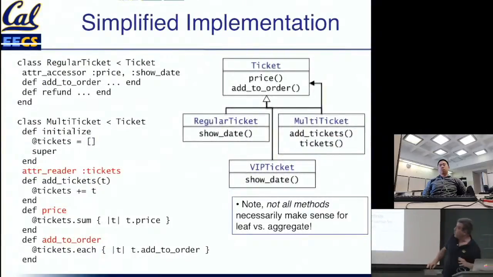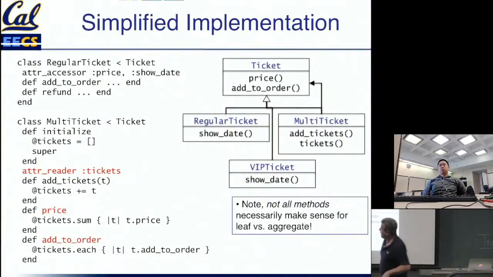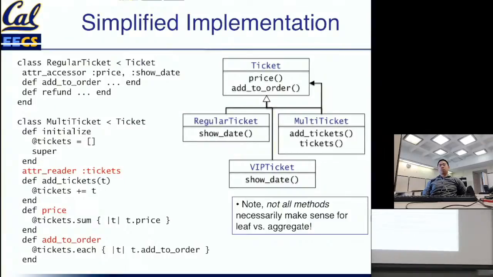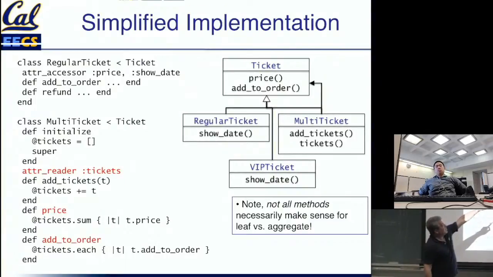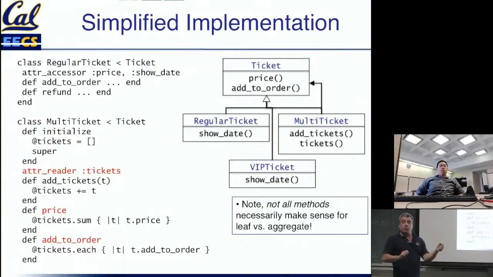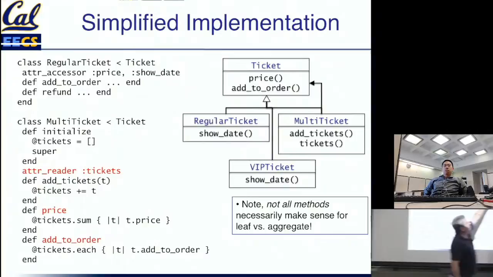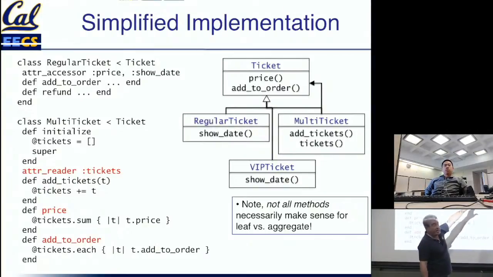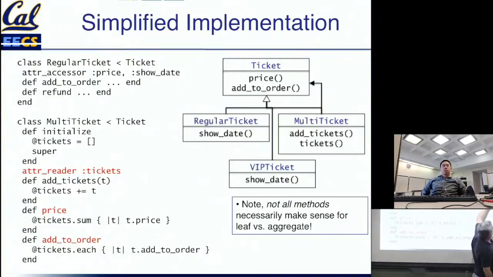In code, here's a way that it might look. I could have a base class of ticket that has things like price and add to order. Those are behaviors that make sense whether it's an individual instance or an aggregate of them. Regular tickets have the idea of being associated with a particular date, so that's something that would go only in the item model.